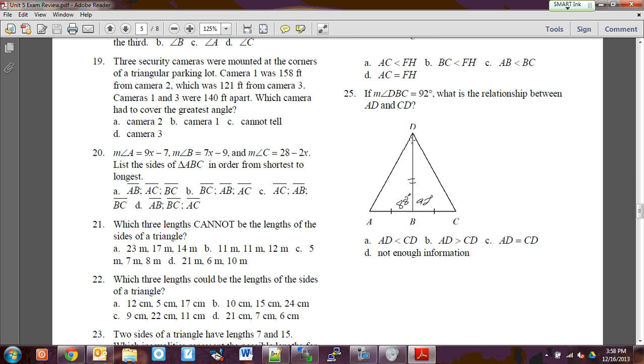So now, longer side opposite the largest angle. Well, DBC is the largest angle, so that means CD is greater than AD. All right, this side will be longer than side DA. All right, and that goes back to the Hinge theorem.